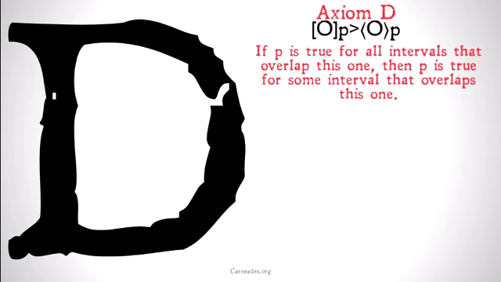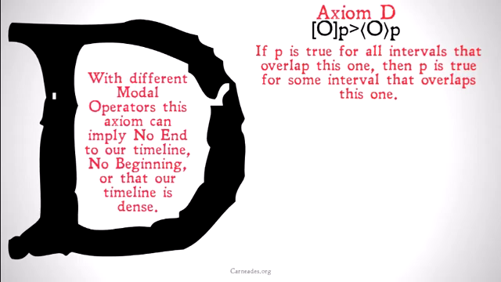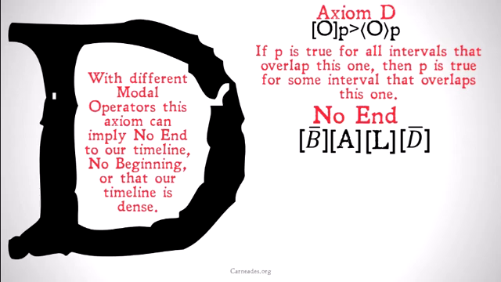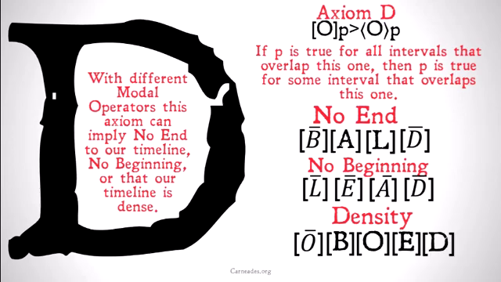What about axiom D? So if P is true for all intervals that overlap this one, then P is true for some interval that overlaps this one. With different modal operators, this axiom can imply no end to our timeline, no beginning, or that our timeline is dense. For more information on why this might be, check out the videos on no end, no beginning, well-ordered temporal logic, and so on. So, these are all going to imply no end, these are all going to imply no beginning, and these are all going to imply that the timeline is dense. Note that some of them fit in multiple categories. Hopefully, you have a good sense of this. If not, like I said, you should really check out the videos on instant-based temporal logic to see what causes something to imply that there is no end, no beginning, or that the timeline is dense.